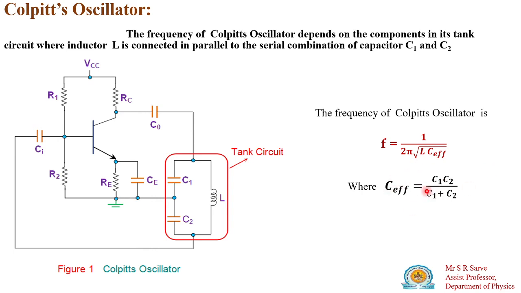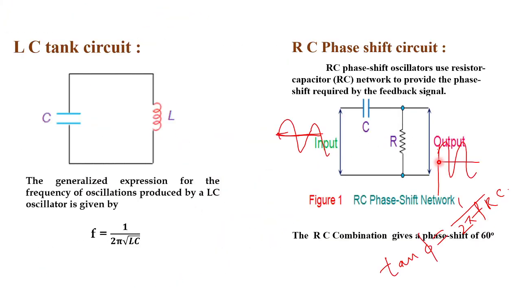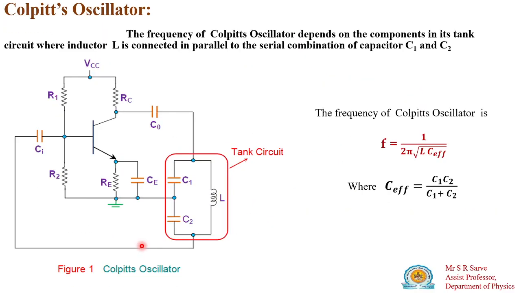And what is the frequency generated by this oscillator? It is 1 upon 2π under root of L into C. So it is a simple oscillator. You have a combination of capacitor and inductor. Here two capacitors are connected, so that's why. What is the frequency of an LC oscillator? 1 upon 2π under root of L into C. Similarly here, 1 upon 2π under root of L into C effective. So this is about your Colpitts oscillator.